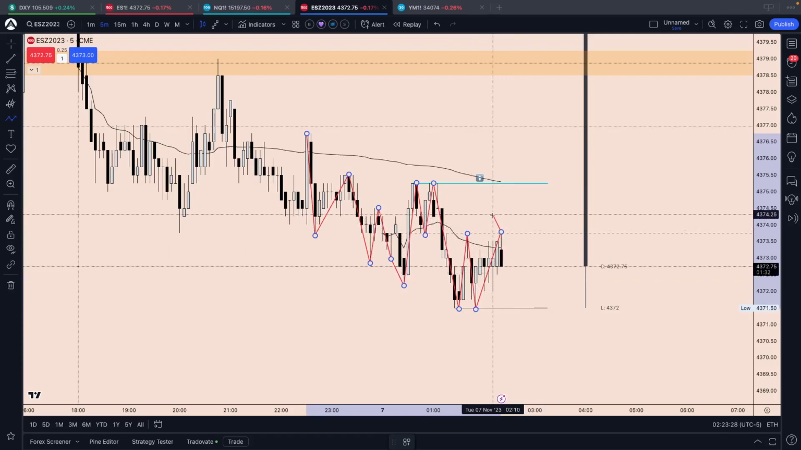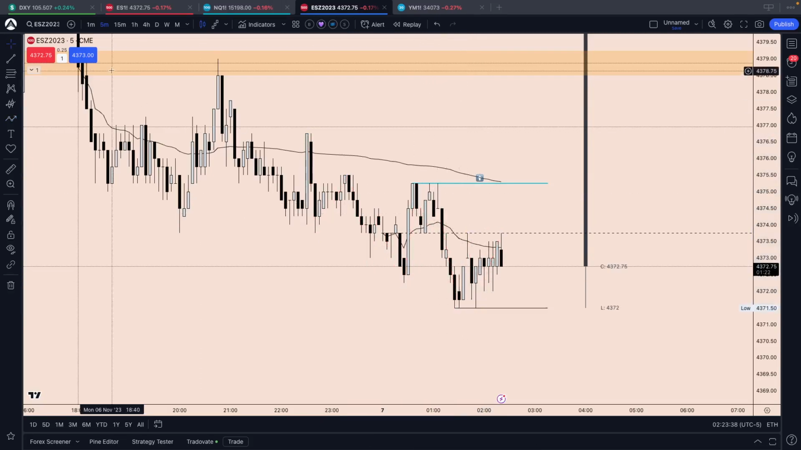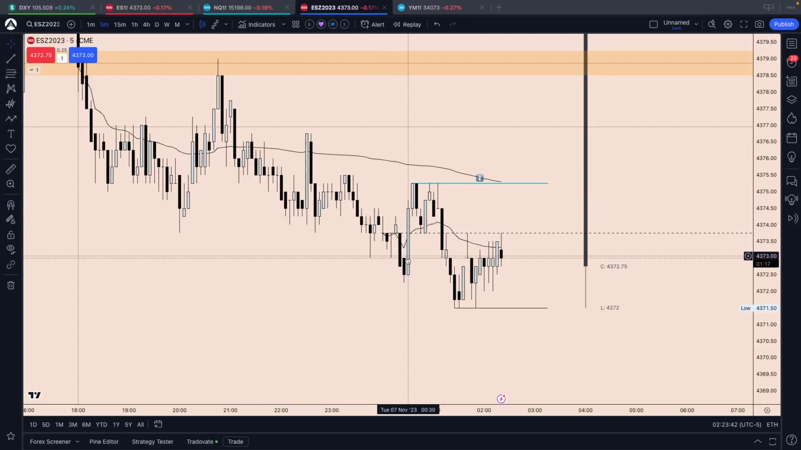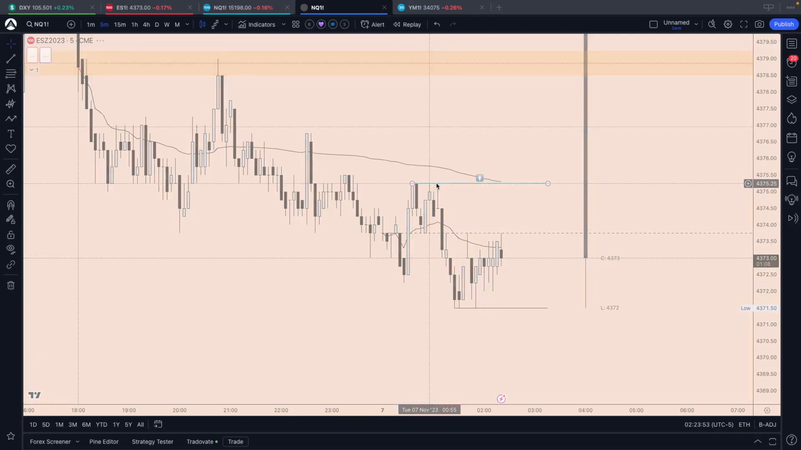So if we break that, this would be sufficient for a market structure shift, I'd say. But first, we have to break that with a similar up-closing candle like we saw right here. Boom, we shift structure, we close above, we leave behind a nice inefficiency. Paired with the midnight, still failed. We left behind equal highs.